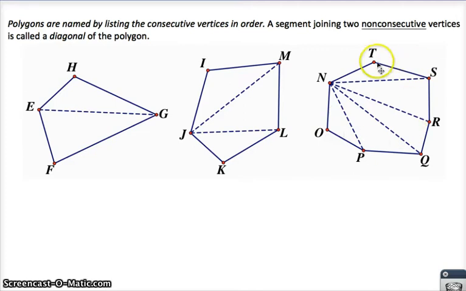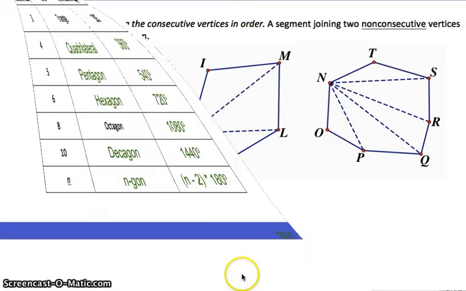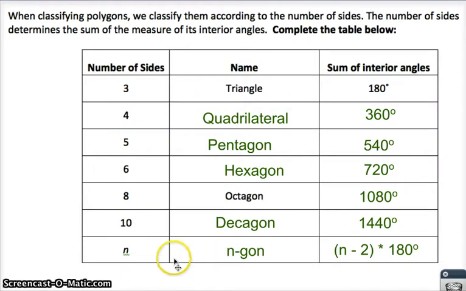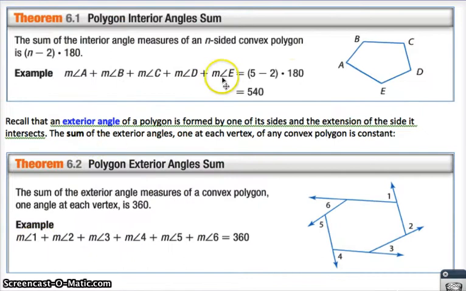That's kind of how we get the minus 2. Anyway, it's that many triangles, and each triangle is 180. So if you know the number of sides, you can know the sum of the angles on the inside of that figure. And here's the theorem that says so.